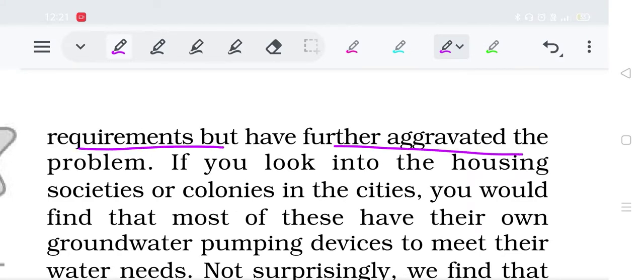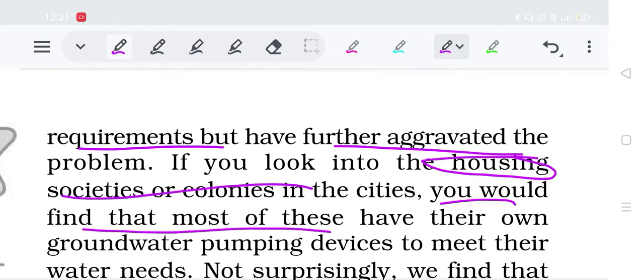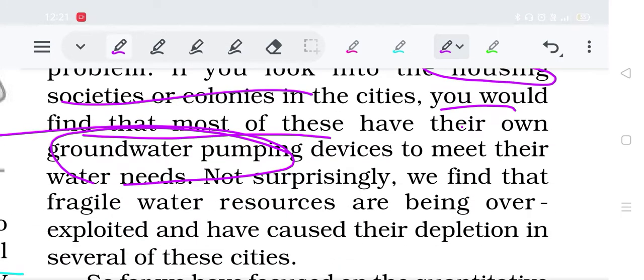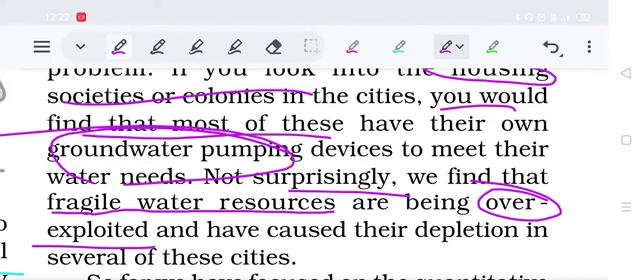aggravated the problem. If you look into a housing society or colonies, you would find most of them have their own groundwater pumping devices for water needs. Not surprisingly, we found that fragile water resources are being overexploited and are depleting in several cities.